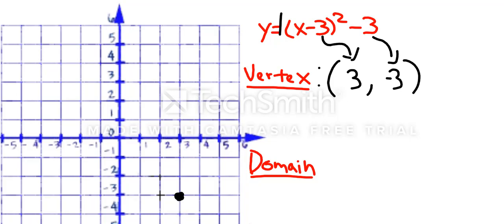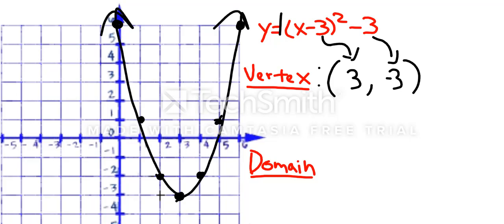I'm going to use my rules. Over 1, up 1, over 2, up 4, that's right. And remember, we're just squaring our horizontal movements to get our vertical movements. Then we need to go over 3, up 9. Then we can connect our dots. So we already have our vertex. We also have a min value here, right? Because this is opening up, and it's at -3.